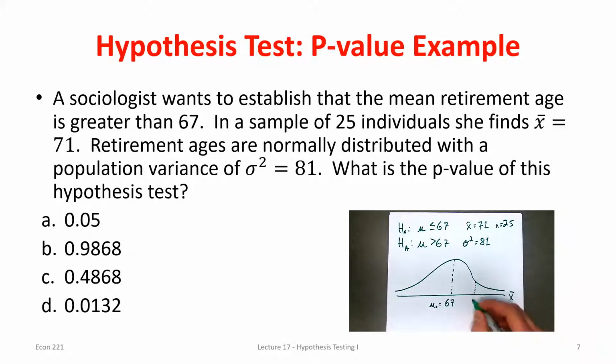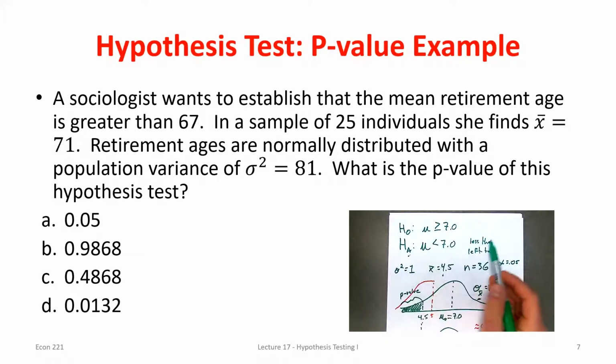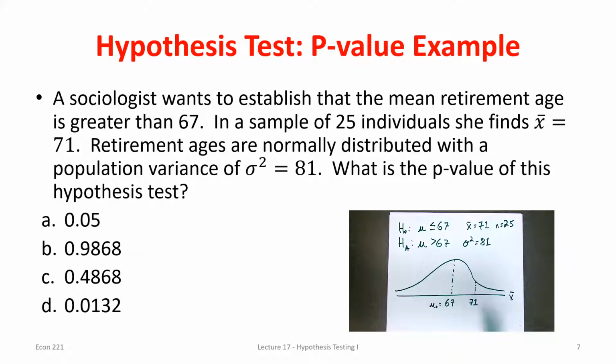So we know it should be distributed normally around that assumed true mean. We see a sample mean of 71. Now notice, one thing I didn't do here is identify the type of test. Before, we had a less than sign in the alternative hypothesis, so we had a left-tailed test. Now we've got a greater than sign.